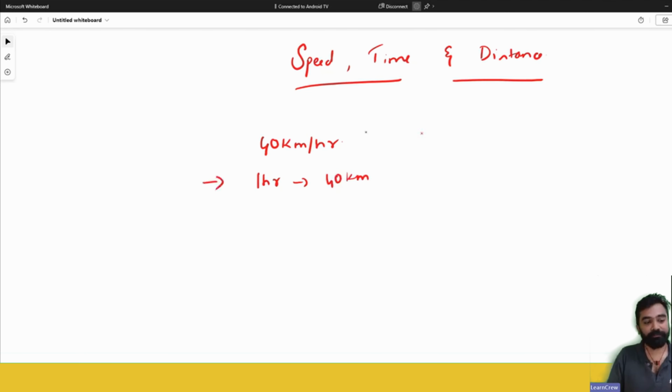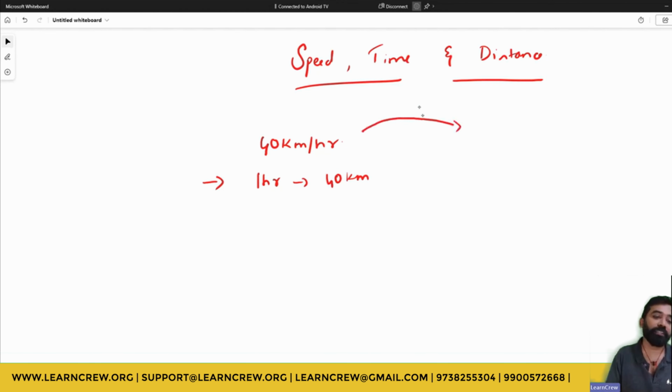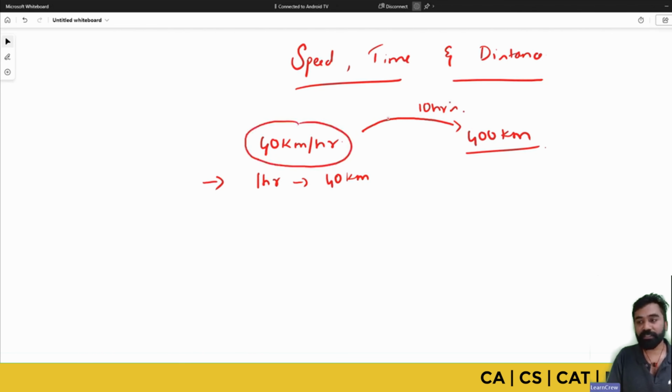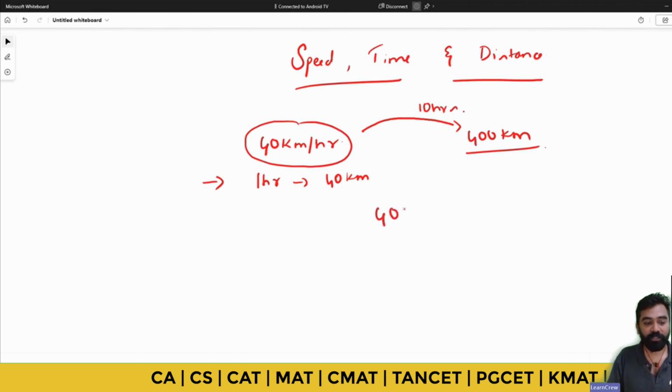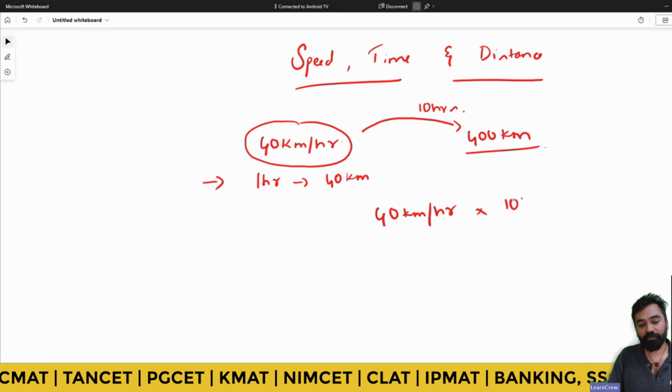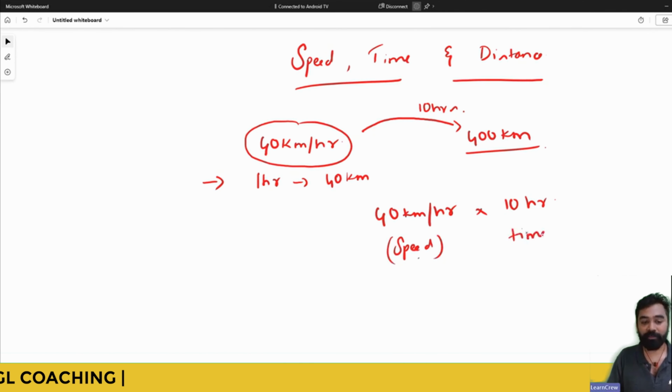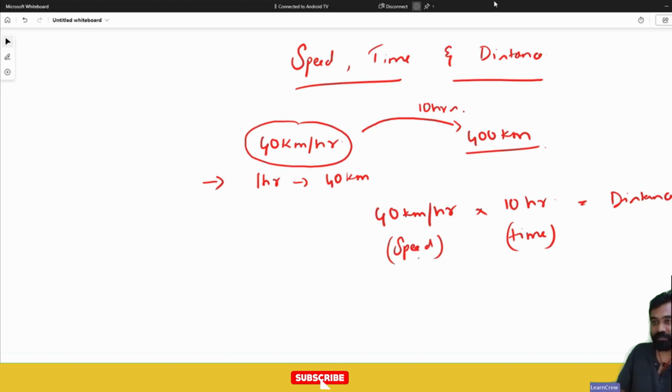Fine. And if I am telling you it's traveling at the same speed for the next 10 hours, then how much is the distance covered? 400. So how are you telling it? You are just telling it is traveling constantly at 40 kilometers per hour for the next 10 hours. So it is going to be 40 kilometers per hour into the 10 hours, what you're going to multiply. Now this is nothing but the speed, and this is nothing but the time t. Now what have you done? You have found out the distance with this. So speed into time is going to give you distance. This is the basic.